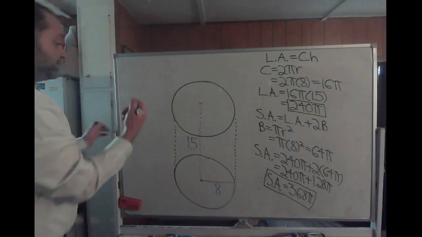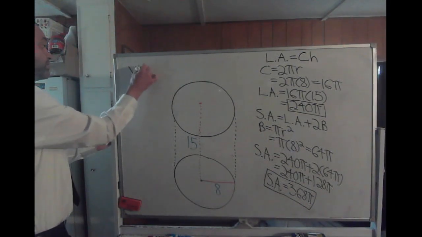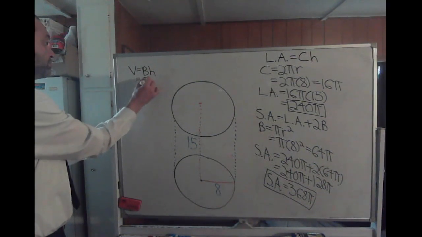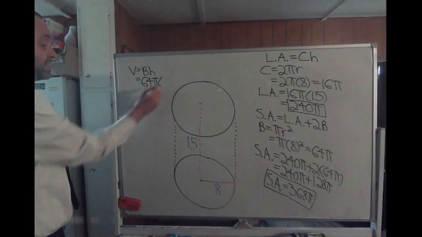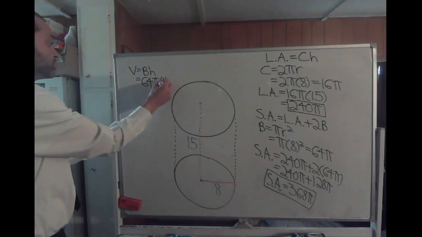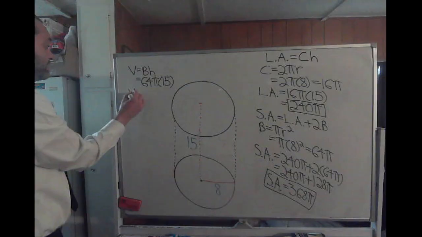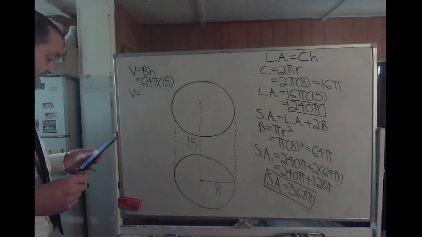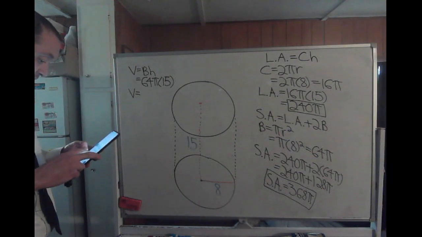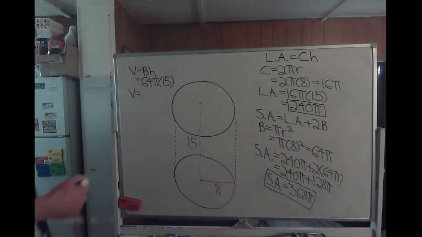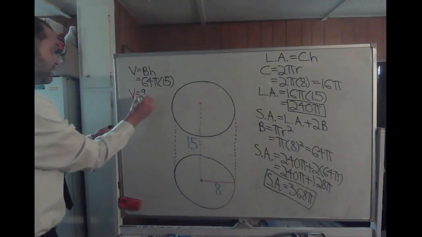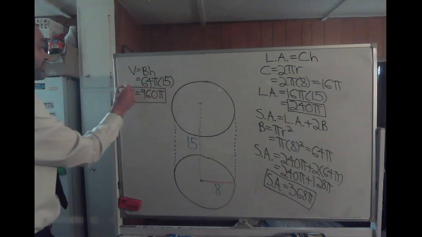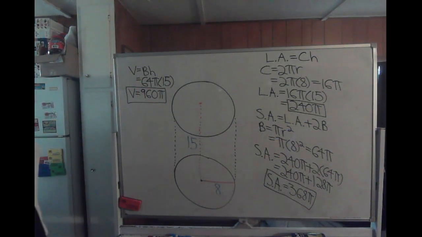Now, of course, we'll find the volume. The volume equals the area of the base times the height of the cylinder. Well, the area of the base was 64 pi. You'll take that times the height of the cylinder, which was 15 units, and then you'll get a value for your volume. So I gotta take 64 times 15. That'd be 960. So 960 pi more specifically. So the volume of this cylinder is 960 pi cubic units.